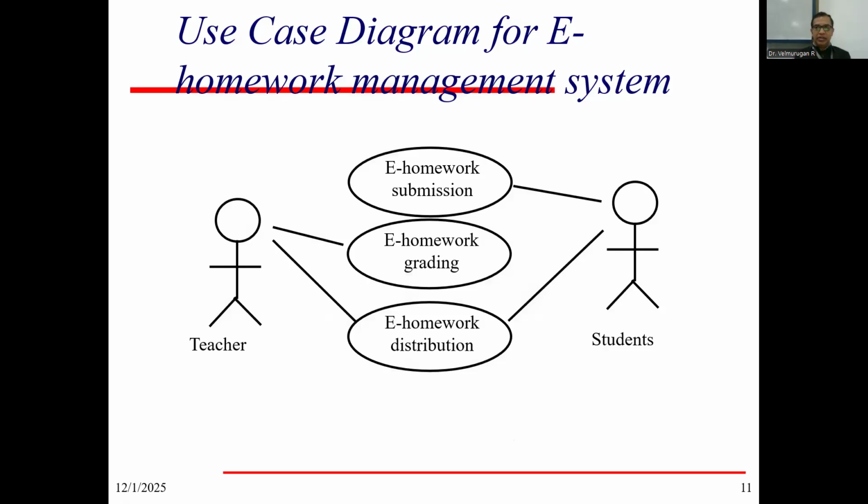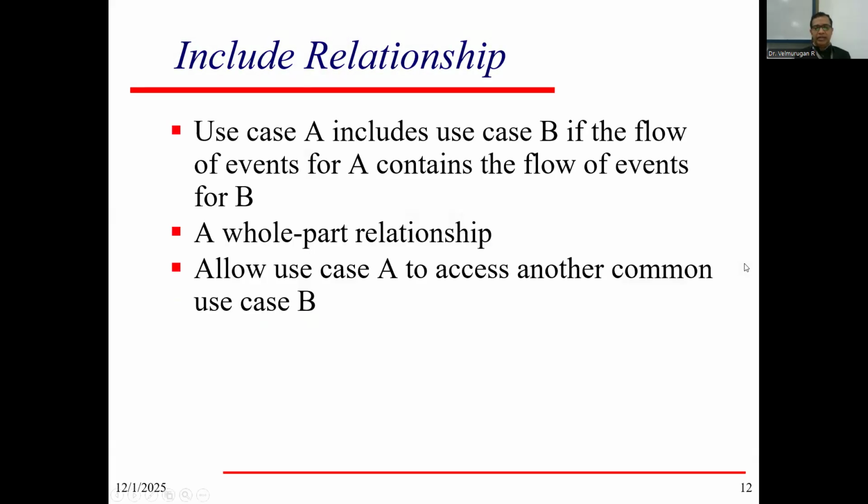When a teacher distributes the homework, it goes to the student. That is the connection made between the teacher and the student. And when a student submits the homework, he alone is going to submit it. The teacher is not going to submit it. That is the reason we give the connection directly to the student over there. And then we will see something related to the include and extend relationship in the next class. Thank you.